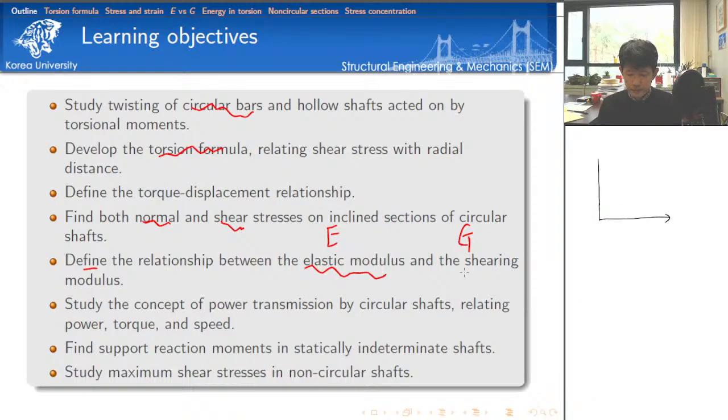uniaxial relation, the stress and strain. According to Hooke's law, this is linear. The slope is called the elastic modulus. So we consider the same relation for the shear behavior between the shear stress and the shear strain gamma, and there is also a linear relation. This is called the shear modulus. And this is called the elastic modulus, or Young's modulus. And this is called the shear modulus.